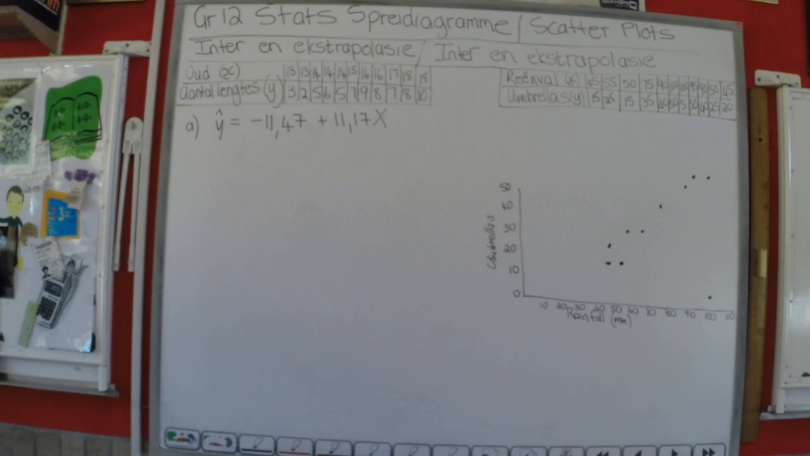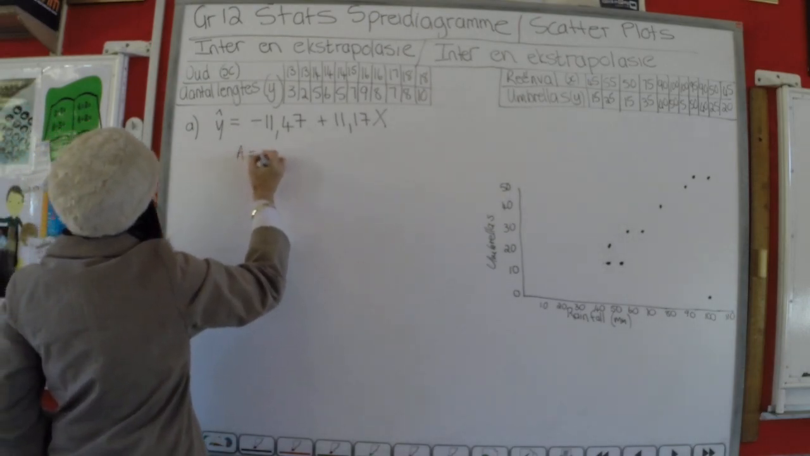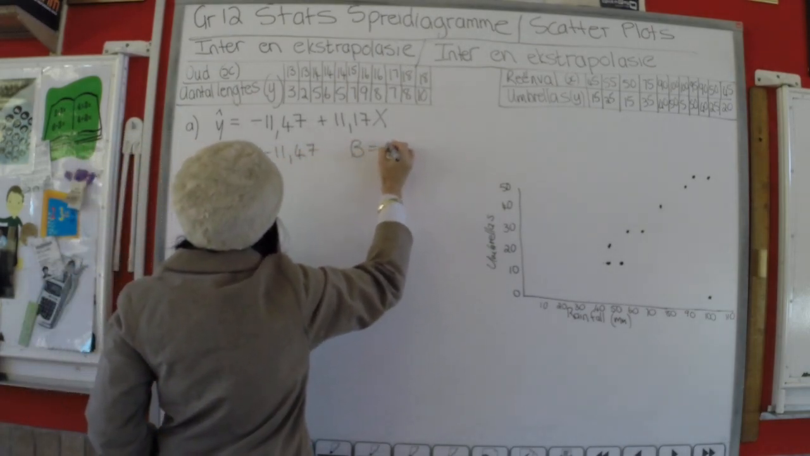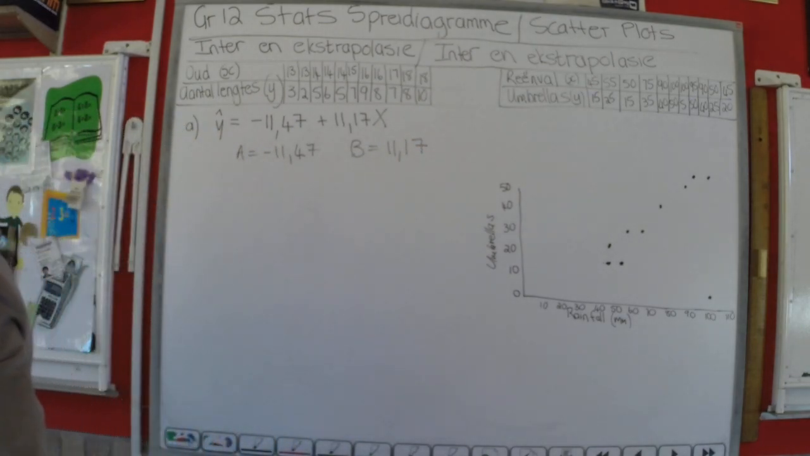Let's quickly see. The b value is connected to the x, sorry. This is our a value, so our a value is minus 11,47 and our b value is the one attached to the x. So dit is die vergelyking van my regressielyn.